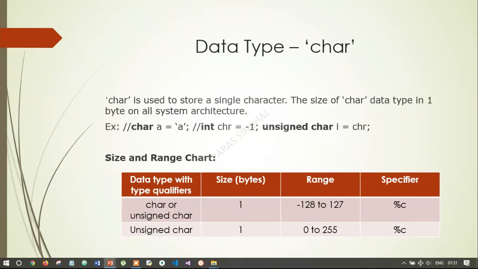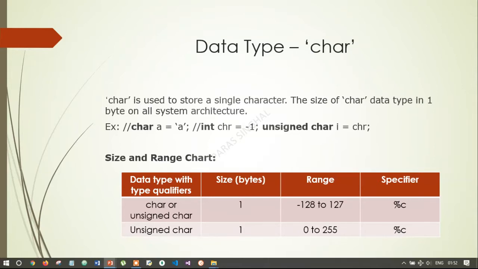Another one is char data type. Char is used to store a single character. The size of char data type is 1 byte on all system architectures. In char data type, when we store a character in a variable, then its corresponding ASCII value gets stored into the memory location.